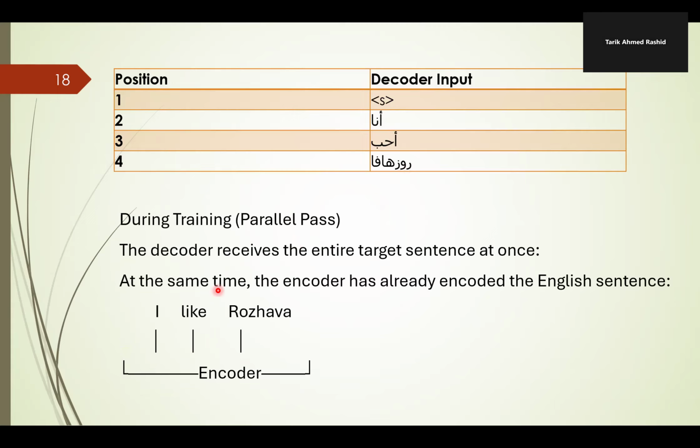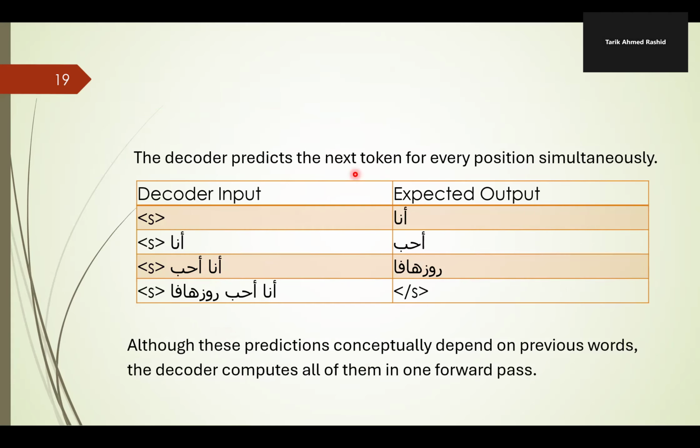During training, the decoder receives the entire target sentence at once. From where? From itself, from the input at the very beginning of the process. However, it also receives "I like Rojava" from the encoder, represented in a contextual manner. This will also be fed to the decoder in the form of keys and values. So the decoder predicts the next token for every position simultaneously.